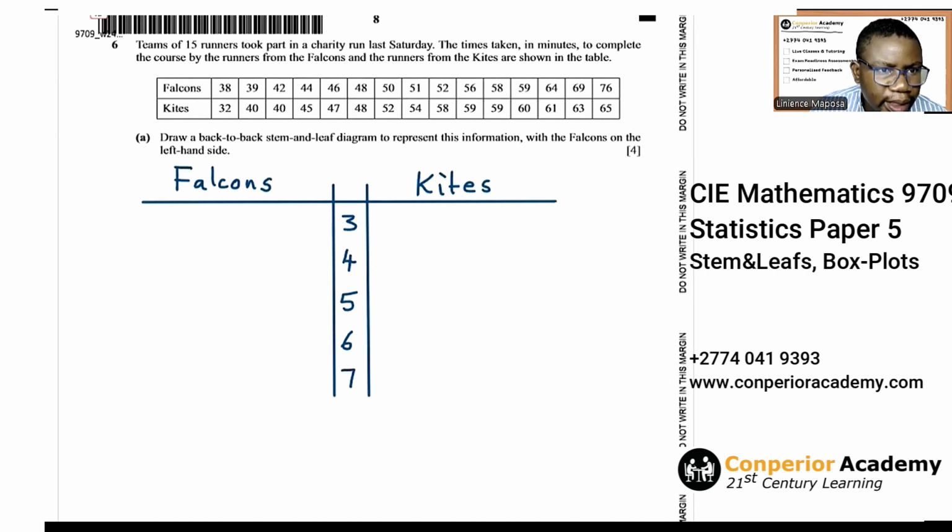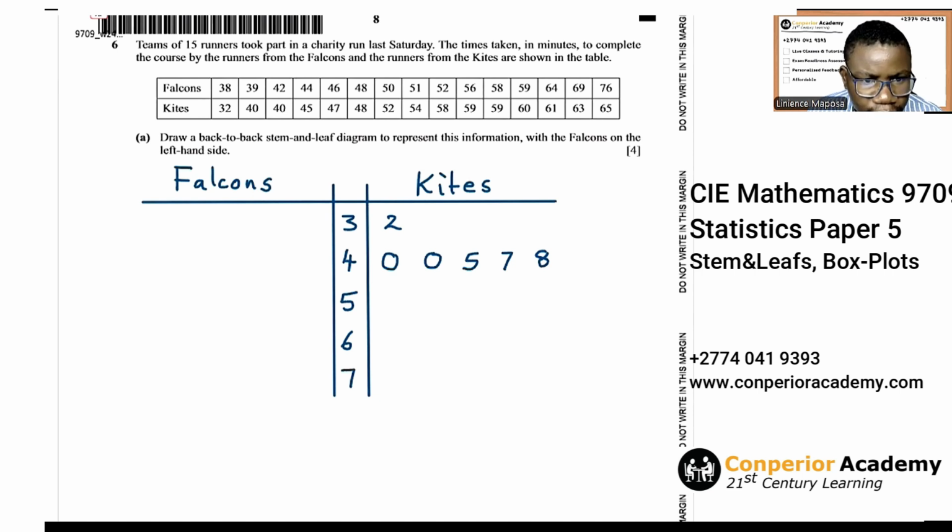So if I look at Kites, I have 32, so then I'll write 2. Then I have 2 40s, then I'll write 0, 0. Notice that I've lined up the 2 and the 0. You need to have nice columns. Otherwise, this is penalized by Cambridge if you don't have columns. Then you have 45, you have 47, 48.